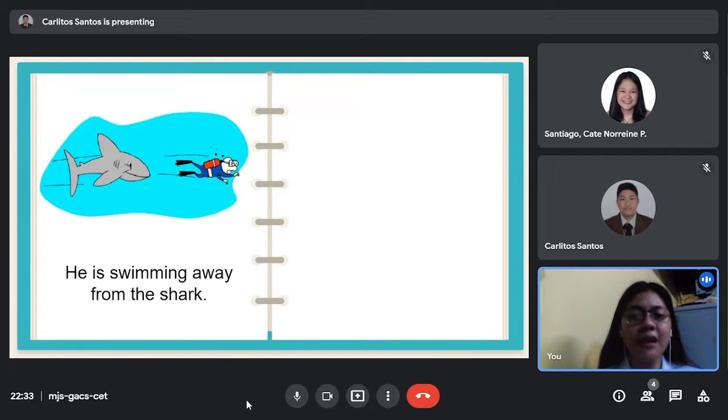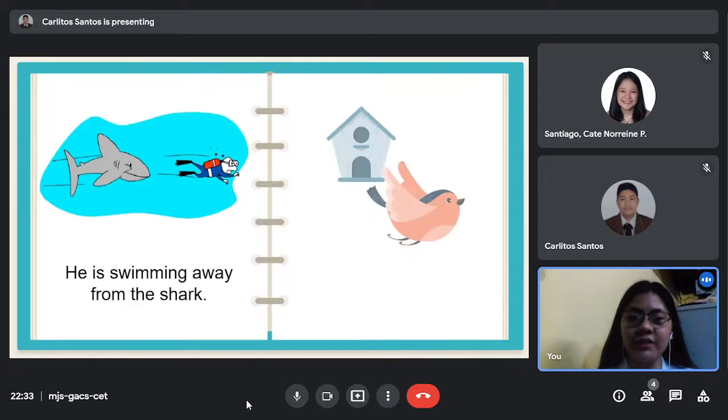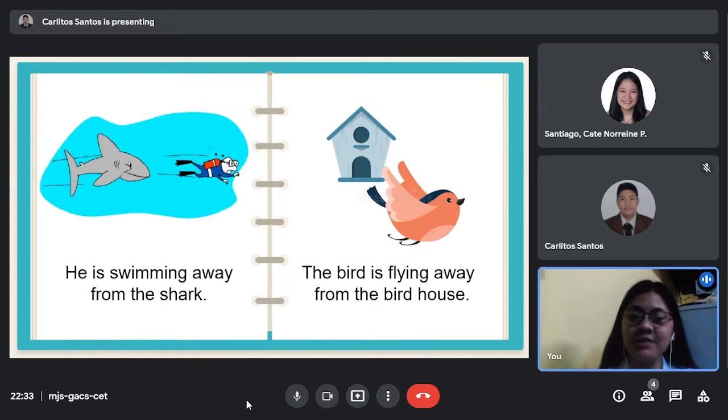He is swimming away from the shark. We can see here that the man is swimming away from the shark. And then let's also have the next picture. The bird is flying away from the birdhouse. We can see here that in these two pictures, there are the words away from. But how do we use away from? Let's have the meaning of away from.